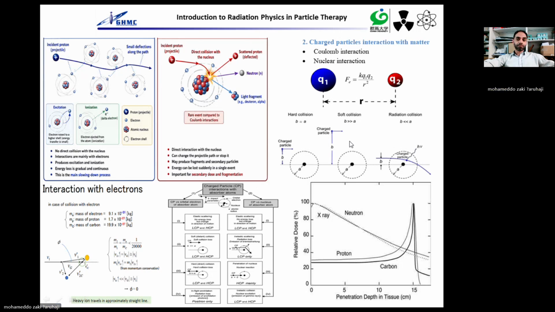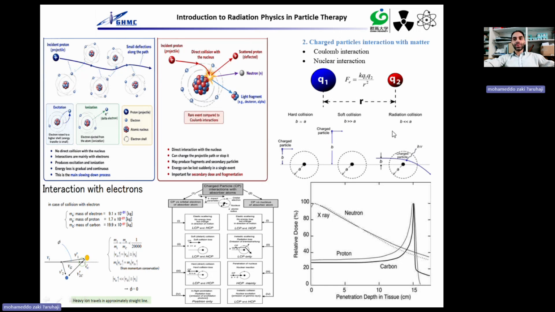And here, as you can see, they call it hard collision. When B is equal to A, this is A, this is the radius, B, this is a hard collision. When B is way less than A, it will be a soft collision.